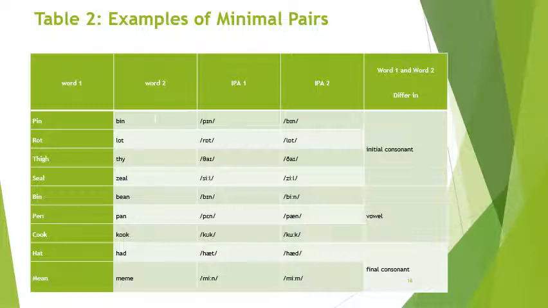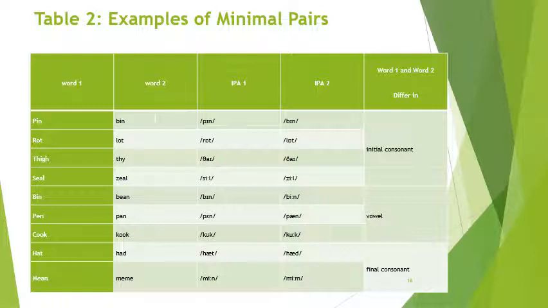It's also the initial consonant sound where the contrast exists. Then thigh, thy. Also the initial consonant sounds. Then seal, zeal. These are almost pronounced in the same way, but the only difference is what?